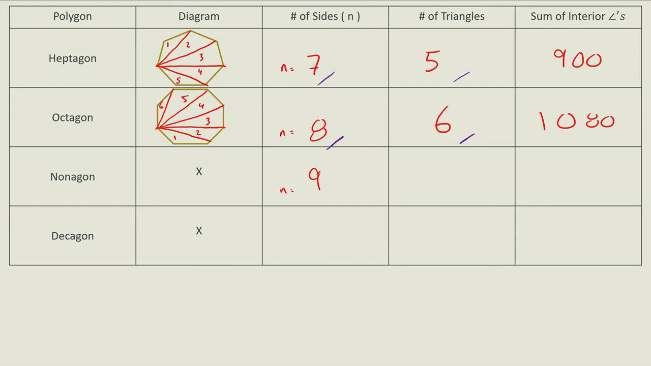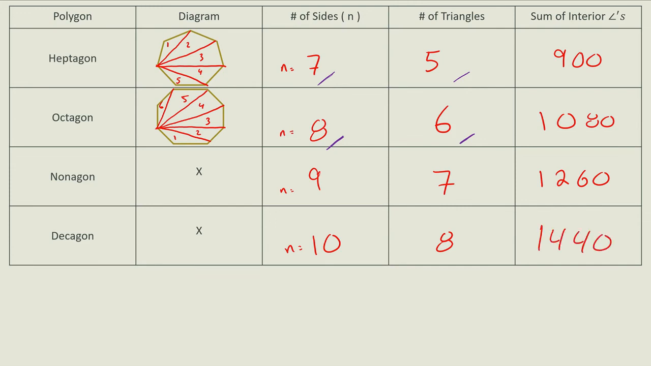An octagon has 8 sides. We subtract 2, we get 6 triangles. And so we follow that pattern. For a polygon that has 9 sides, we subtract 2, we get 7 triangles, which tells me that I'm going to add up 180 degrees 7 times, which gives us 1260 degrees. We follow that same pattern. A decagon, 10 sides, means we can fit 8 triangles, which gives us 1440.